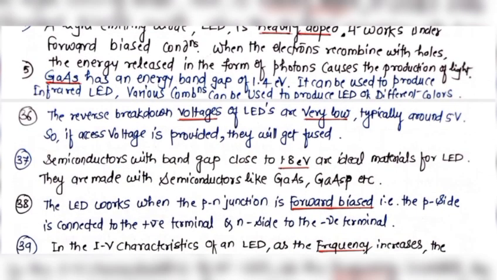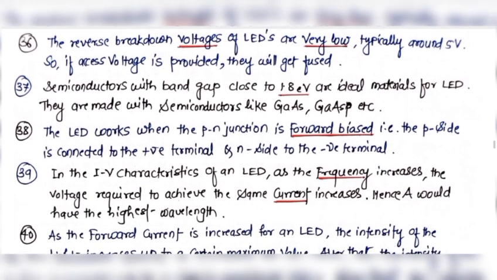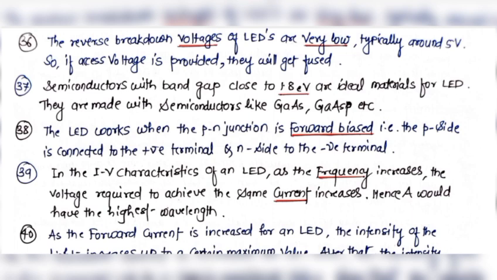GaAs has an energy band gap of 1.4 eV. It can be used to produce infrared LEDs. Various combinations can be used to produce LEDs of different colors. A light emitting diode, LED, converts electric energy into light energy. An LED is a heavily doped PN junction which, under forward bias, emits spontaneous radiations.